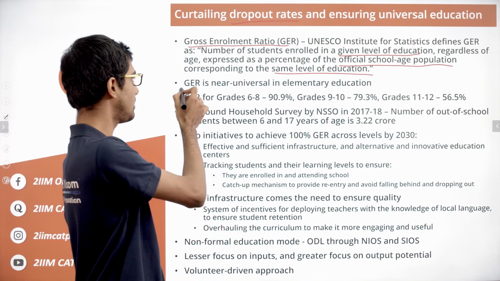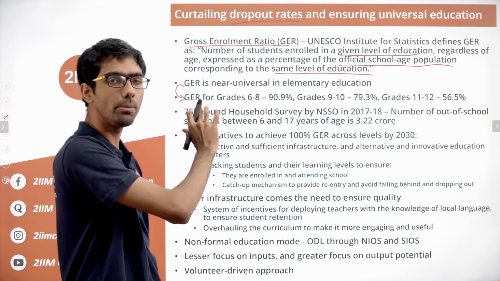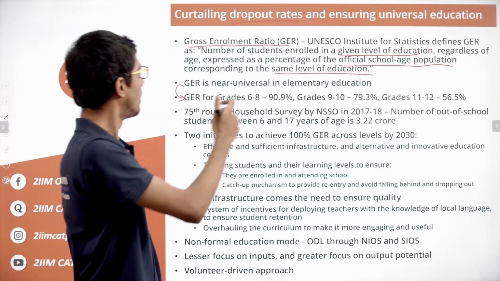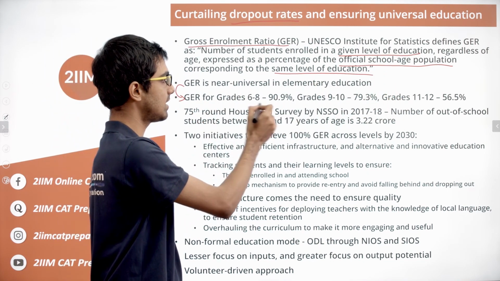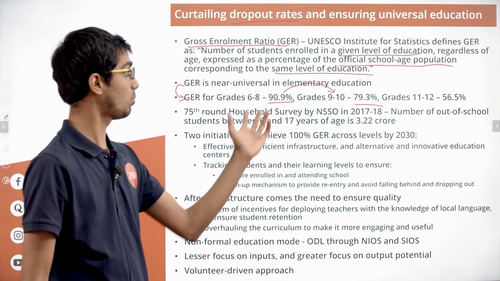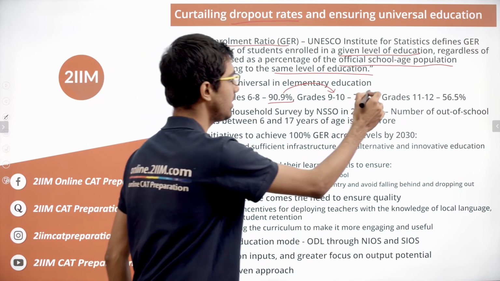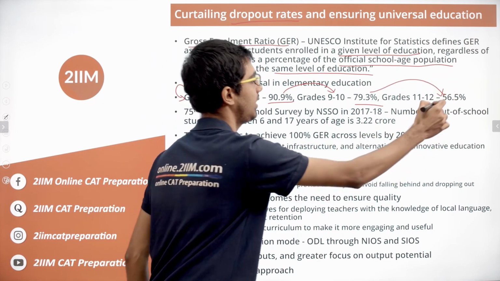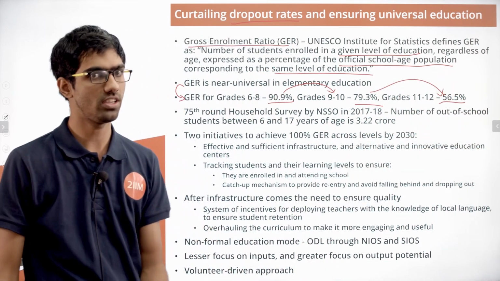So as such, the continuation is sort of becoming bleak every level by level. For grade 6 to 8, the GER stands at 90.9%, and for grades 9 to 10, it goes to 79.3%, which itself is a huge drop. And then there is a steep fall from 79.3% to 56.5%.